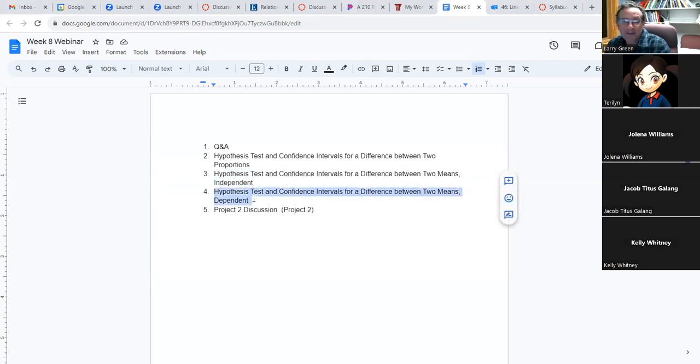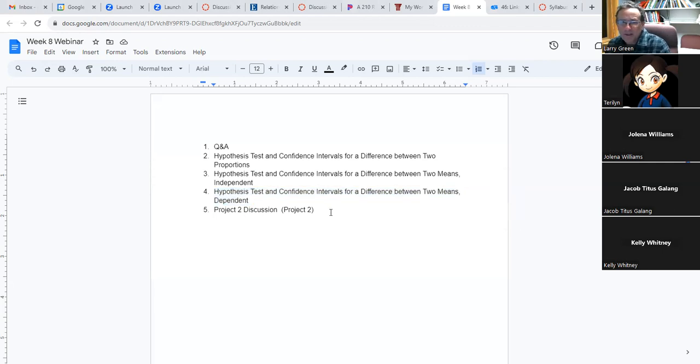Then we'll look at a hypothesis test and confidence intervals for a difference between 2 means when they're dependent. And again, still quantitative. We're possibly going to have 2 groups, but then the 2 groups are going to be kind of paired up. Or maybe one group where you're asking every person 2 quantitative questions to see if there's a difference between the answers to the questions, that kind of thing.